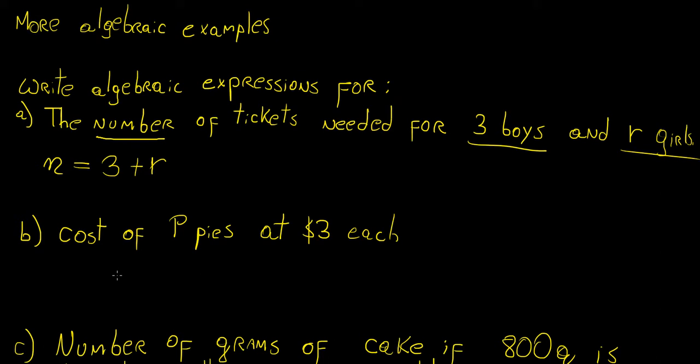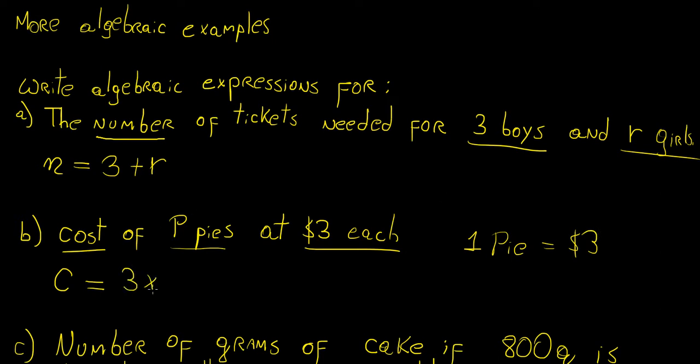Now for question B, we're asked to find the cost of p pies, so that means that p is the number of pies, where each pie is $3. So $3 each. So 1 pie equals $3. So in that case, what we want to do is find out the cost as an expression of those 2 other things. So let's say the cost is represented by C. Then we want to find out, okay, so what's the total cost? If the cost of 1 pie is 3, then the cost of p pies has to be 3 times p, or basically just 3p, like that.